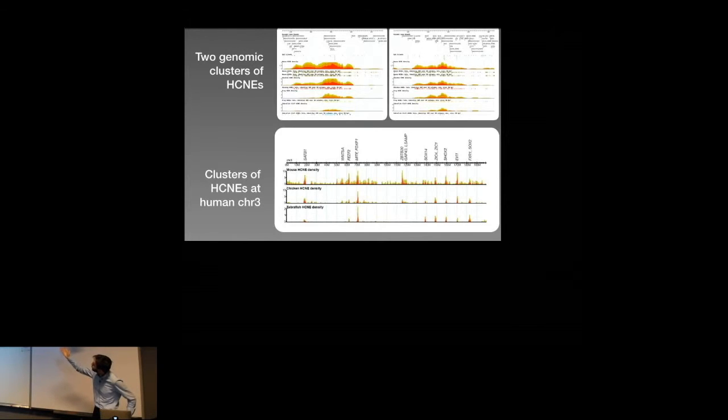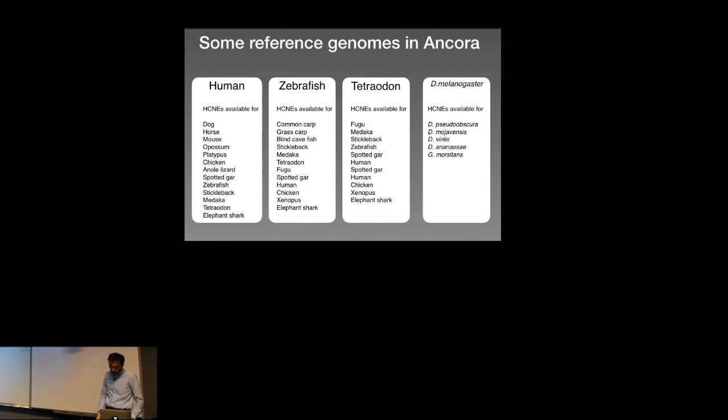Interestingly, if you just zoom out on a larger chromosome, in this case chromosome 3 of human, each of these very highly conserved clusters of non-coding elements will lead you typically to a developmental transcription factor. And these are the genes that are most often found regulated by these elements.